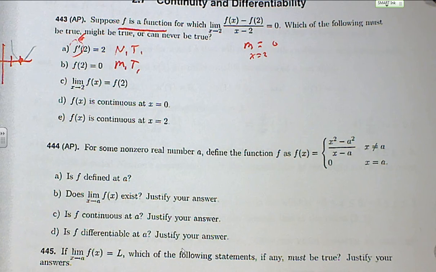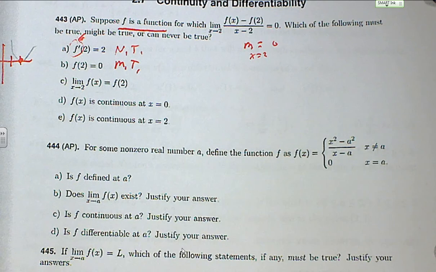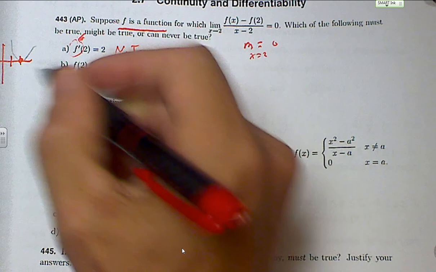True. Tell me why. Because it says the limit as x approaches 2 equals f of 2 is 0. You don't know f of 2 is 0. You know nothing about f of 2. Then it might be true. F of 2 could be 0. Who recognizes what this is? It's the definition of continuity. You recognize that? This is the definition of continuity.